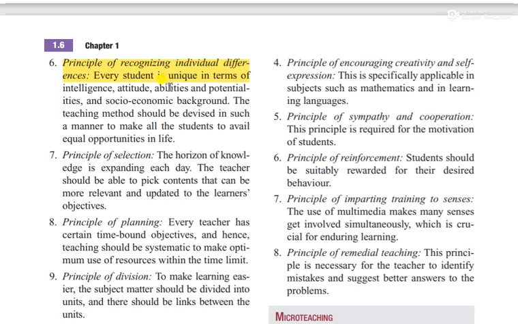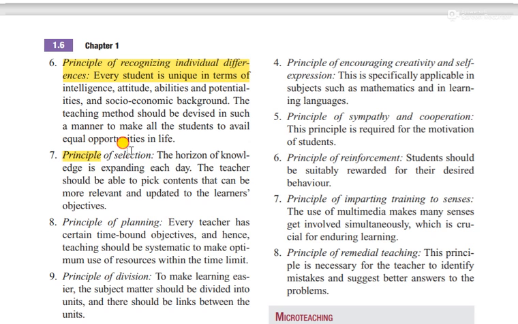Every student is unique in terms of intelligence. Yes, the intelligence may differ, attitude, abilities, potential, and socio-economic background also. Especially some students may come from a rich family background, some students may come from a poor family background. So all the students cannot be put in the same basket, because they come from various different kinds of backgrounds. The teaching method should be devised in such a manner as to make all the students avail equal opportunity in their life. We should not bias any student according to their particular culture or the like.